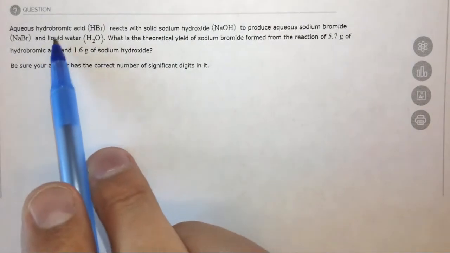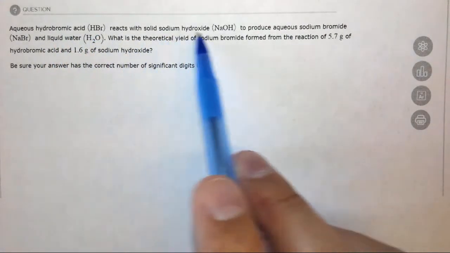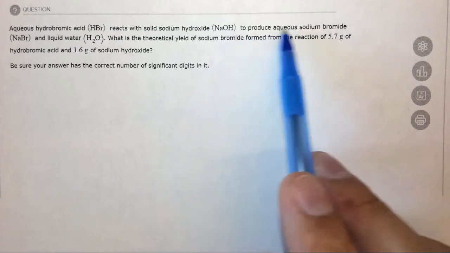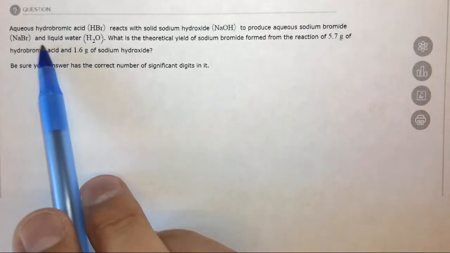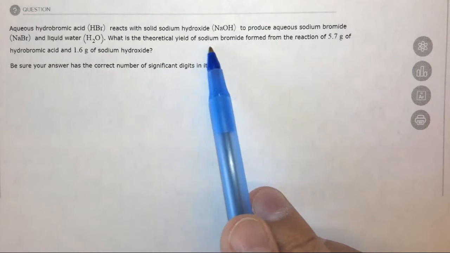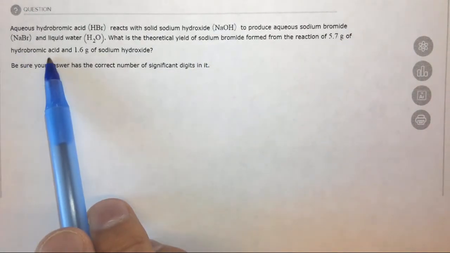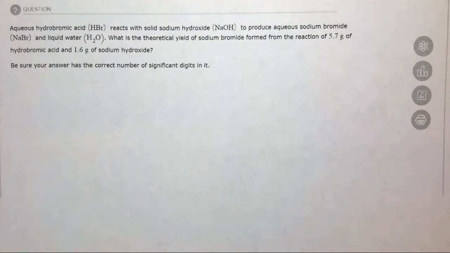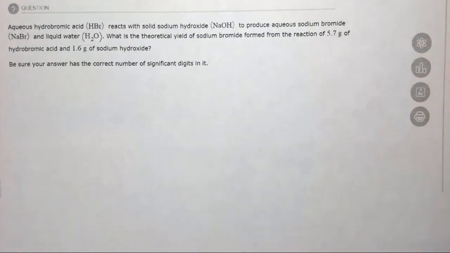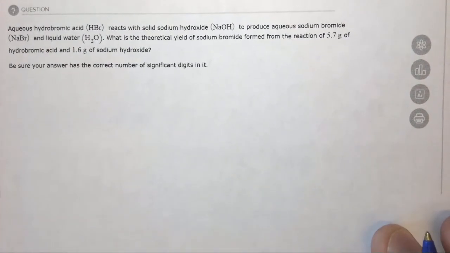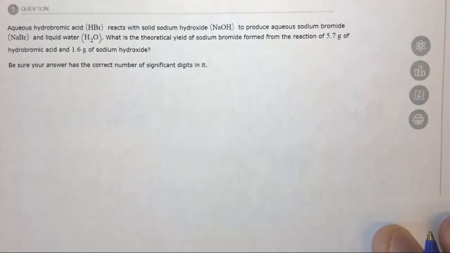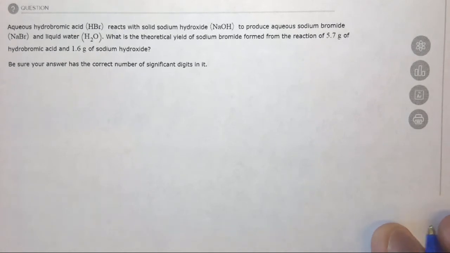This question says, aqueous hydrobromic acid reacts with solid sodium hydroxide to produce aqueous sodium bromide and liquid water. What is the theoretical yield of sodium bromide formed from the reaction of 5.7 grams of hydrobromic acid and 1.6 grams of sodium hydroxide? So this is another stoichiometry problem where we need to find the limiting reagent, and as always, stoichiometry problems must begin with a balanced chemical equation.